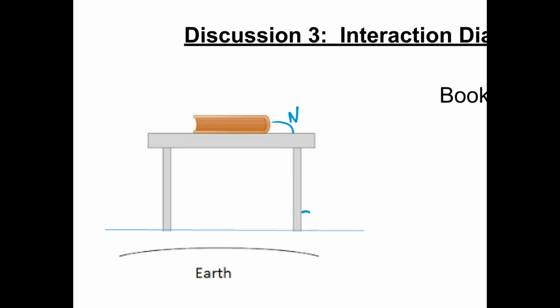The table and the floor are interacting with each other, and once again they're pushing on each other, so we're going to call that a normal force. And we don't say that the book and the floor are interacting because they don't touch. All right, and here we know that gravity acts on things from a distance, so we're going to say that the book and the earth have an interaction called gravity. And then the table and the earth have an interaction that we call gravity.